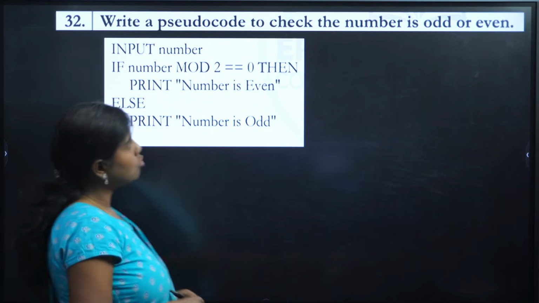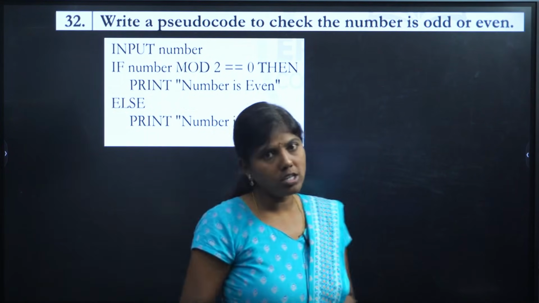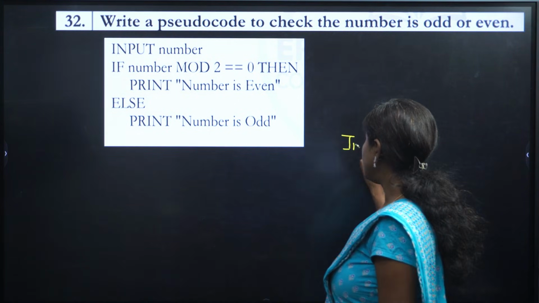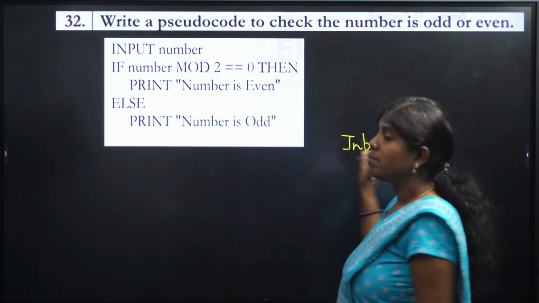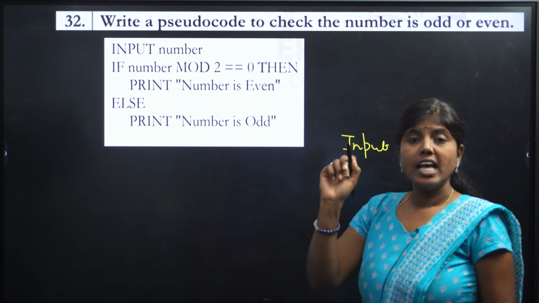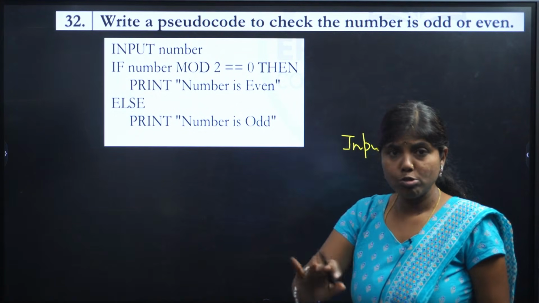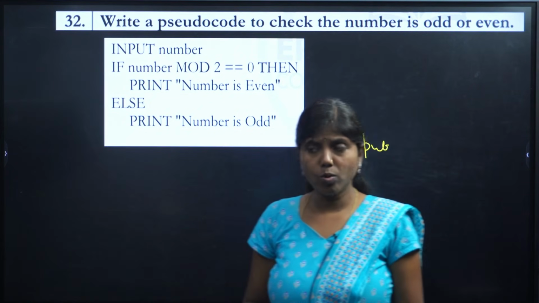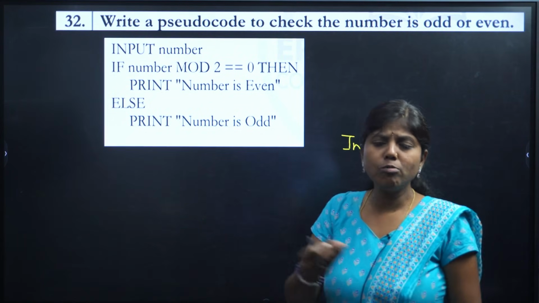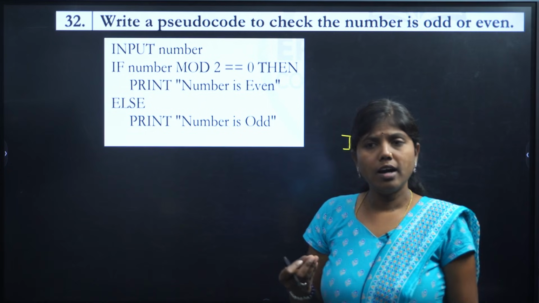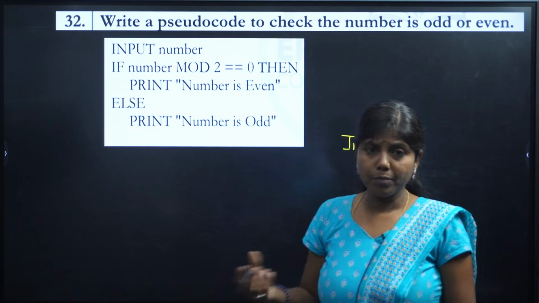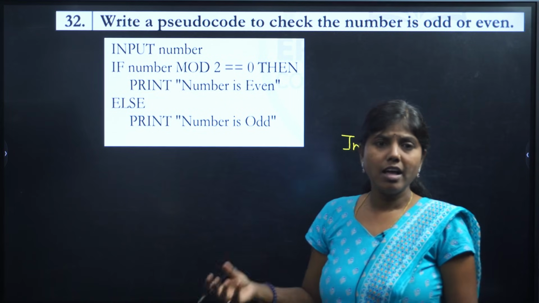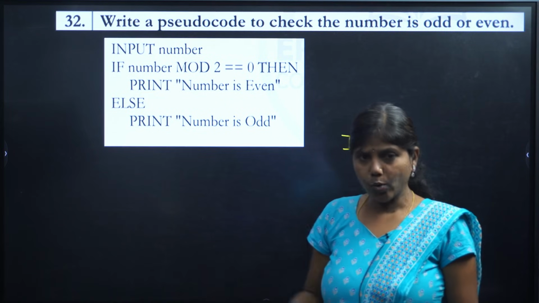So, write a pseudocode to check whether a given number is even or odd. Very simple. I need to take a number, that means input n. After that, remember students, pseudocode and algorithm are almost the same. I don't want to make a confusion here. What is algorithm and what is pseudocode? Algorithm is a little more explanation, like describing. You're going to describe the question or the statements in a more detailed way.